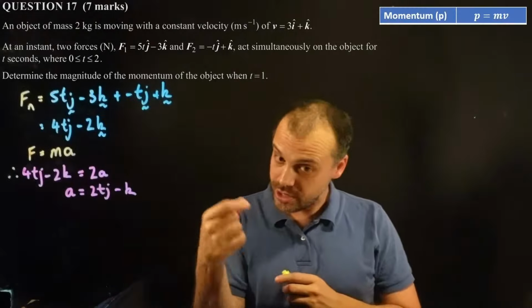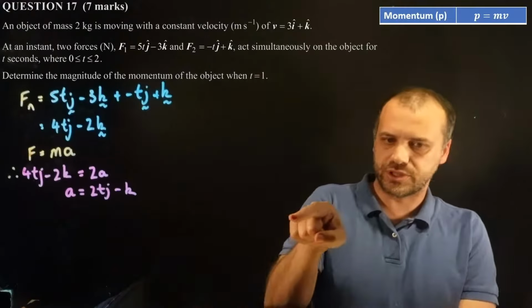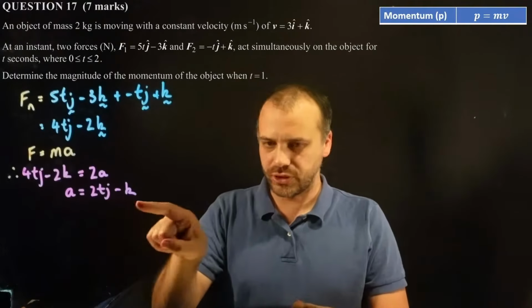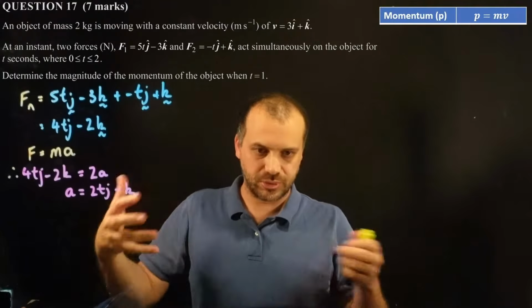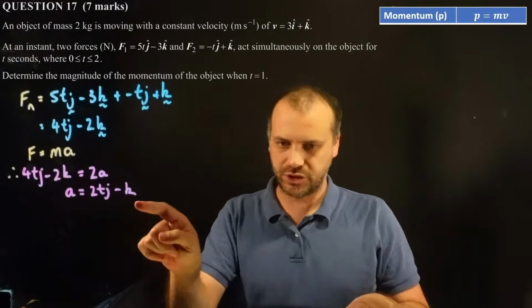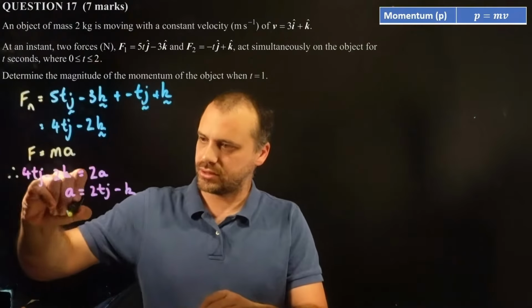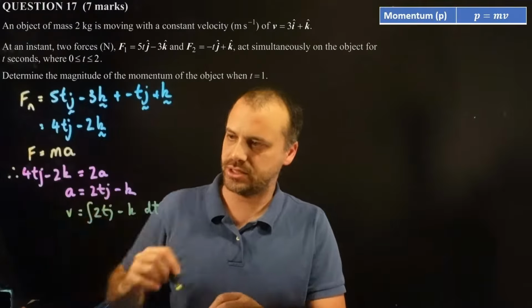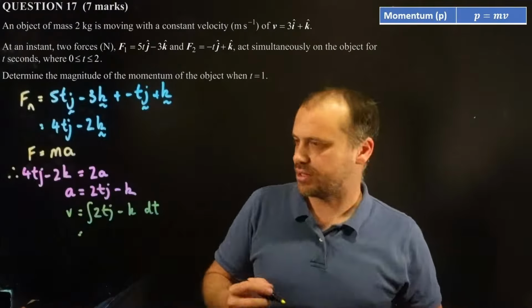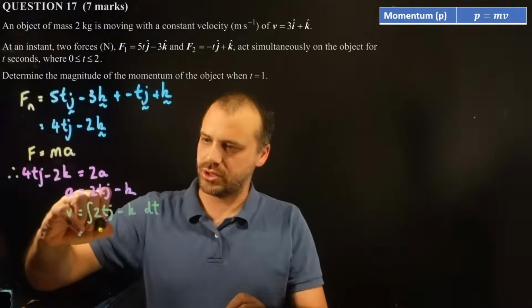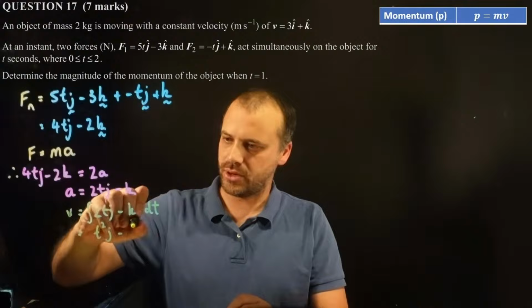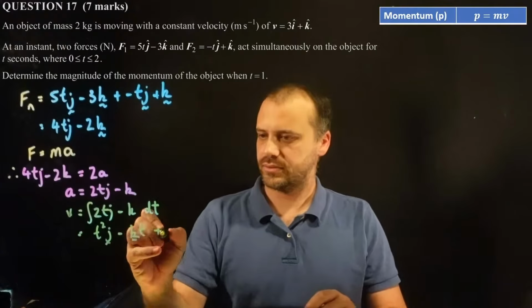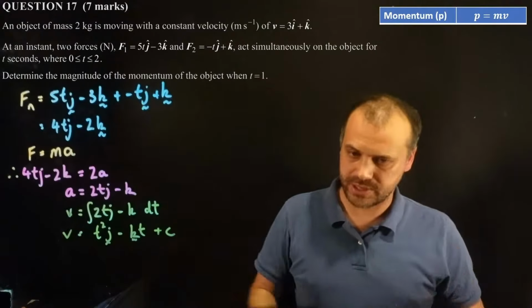Now that's the acceleration of the object, but the object's moving with some velocity, and then it shifts and it starts moving with some other different velocity. The question is, what velocity does this acceleration produce? So let's come up with a velocity function here. All right, so velocity is equal to the integral of 2tj minus k with respect to t, and then we integrate that: 2t squared over 2, so we end up with t squared j minus kt, plus c. Okay, don't forget your plus c always.